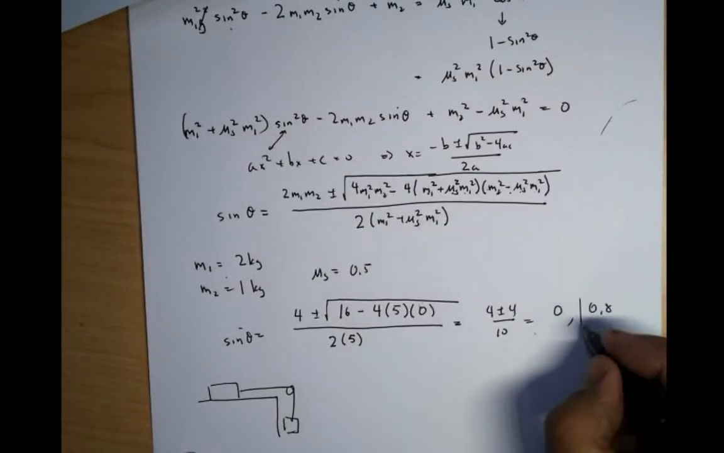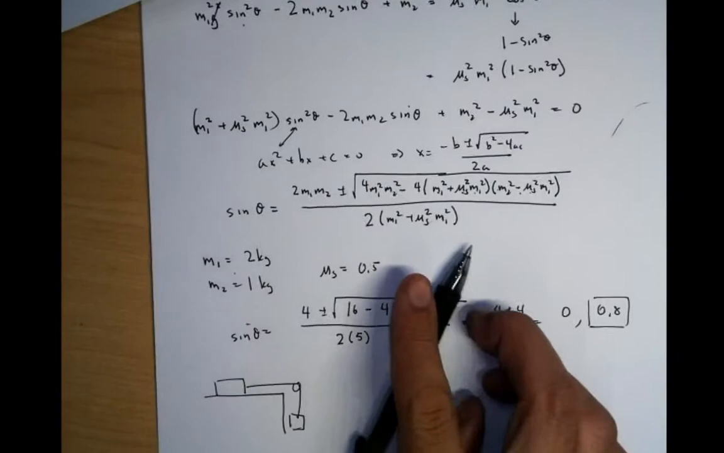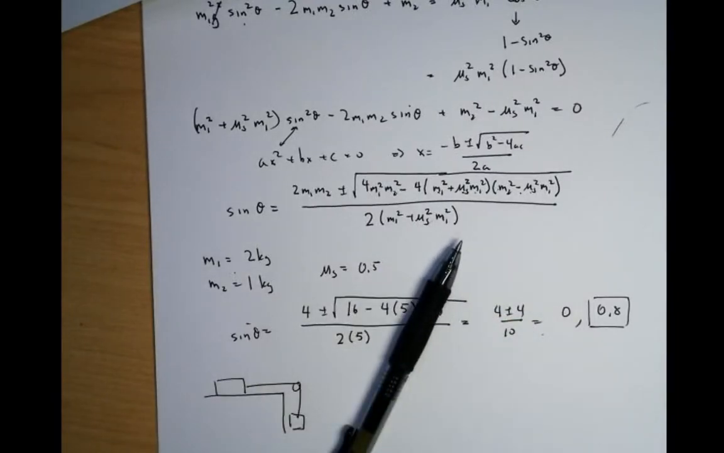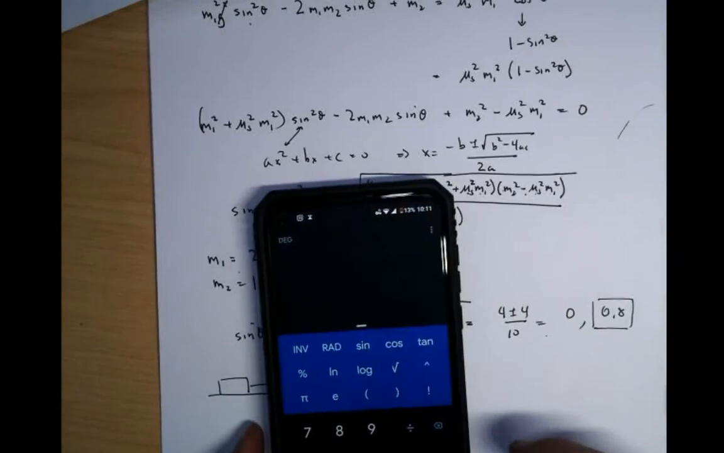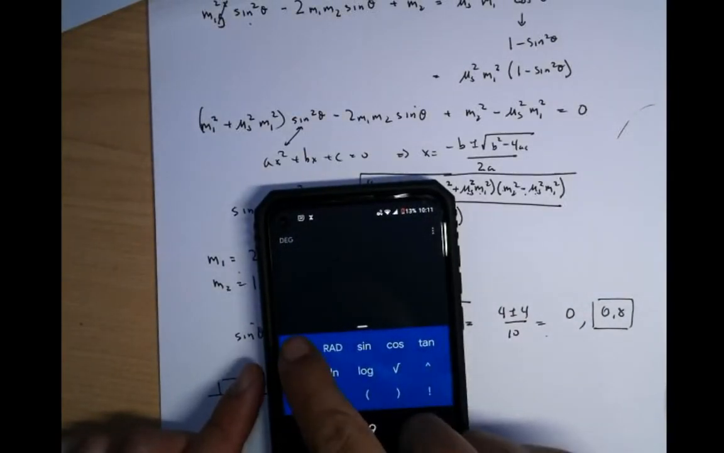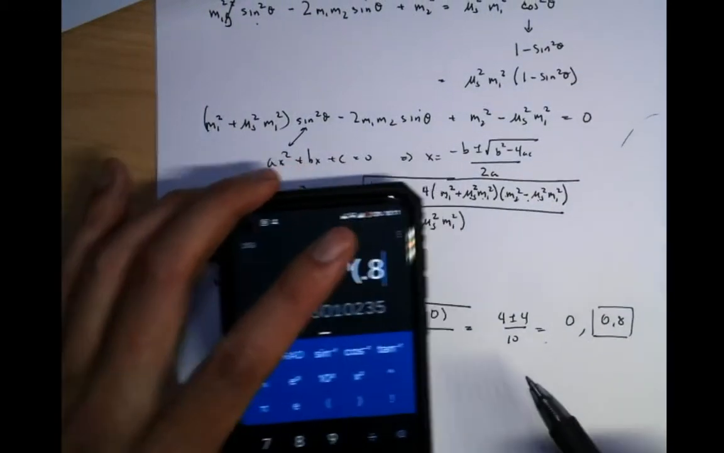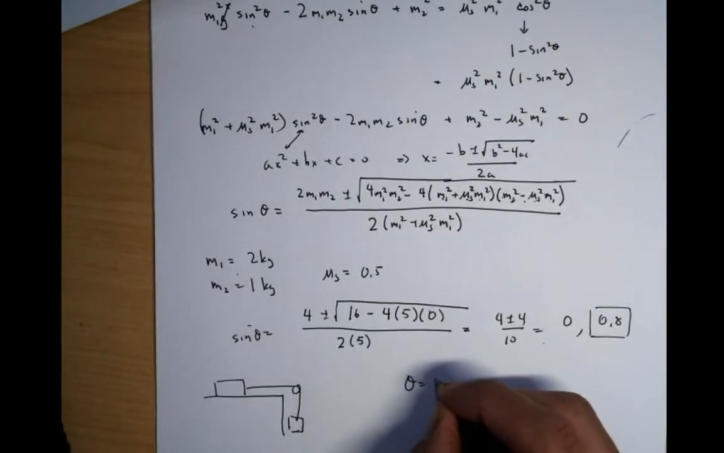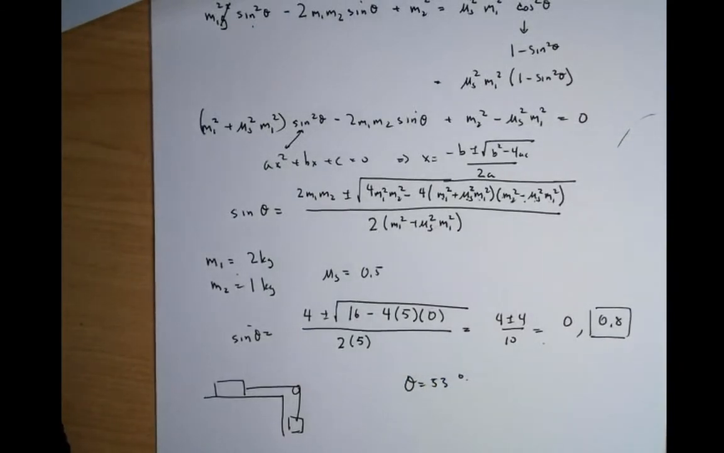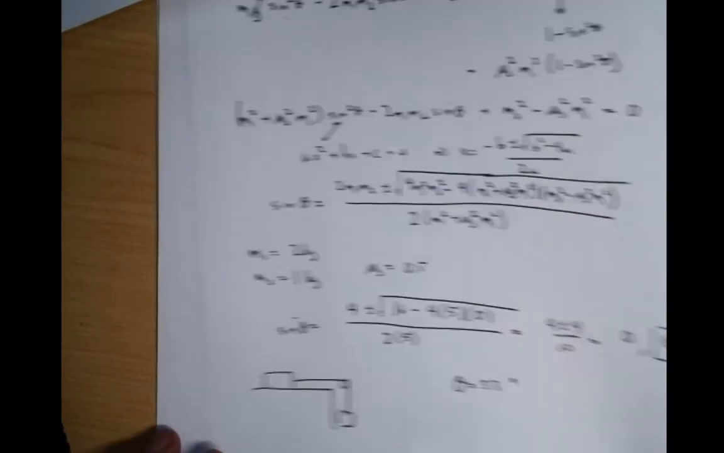The second case is for sine of theta equals 0.8. And let's just go ahead and figure out what the angle is. Actually, I do have a calculator with me. Fortunately, it's not the best calculator, it's actually my phone. So let's see. This is in degrees. Inverse sine of 0.8 is 53 degrees. Okay, perfect. So that's two of them.